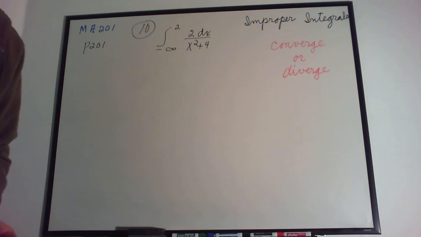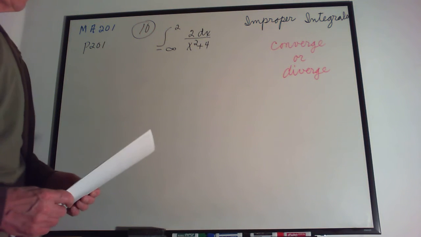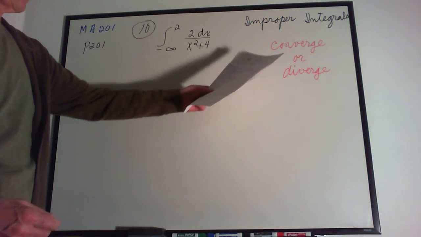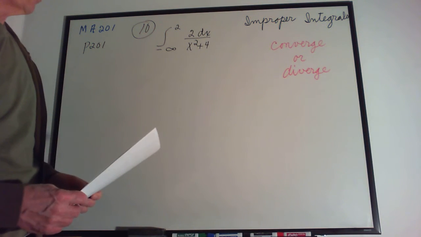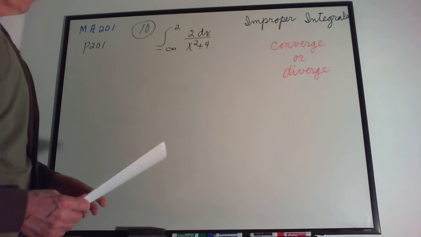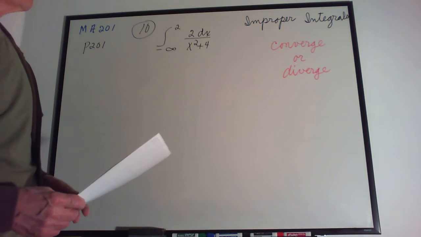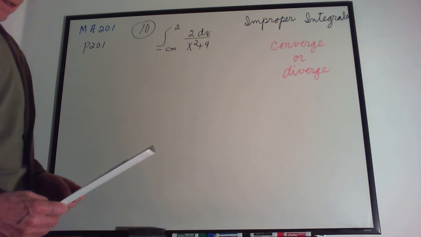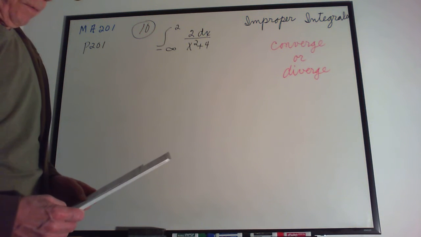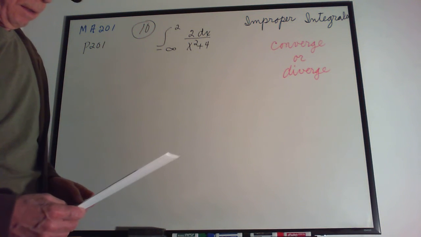All right, page 201, number 10, improper integrals. We're interested in whether it converges or diverges. You're going to have to use your integral tables to integrate this. So go ahead and do that. Pause the video, see what you get.